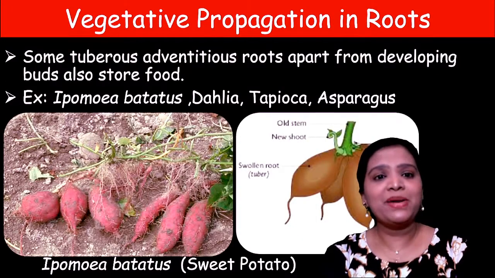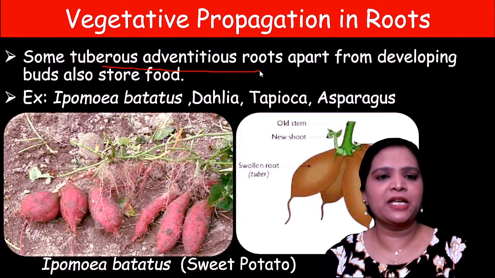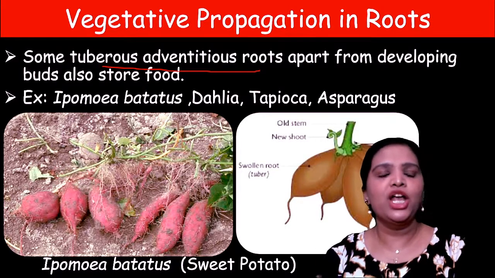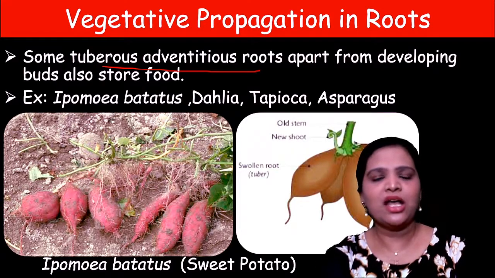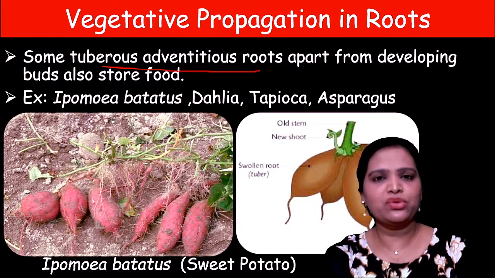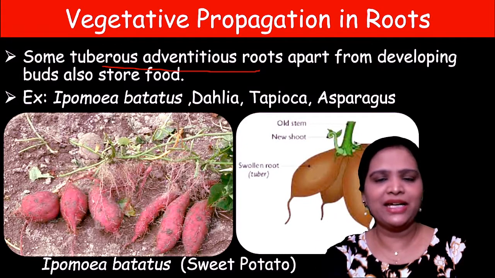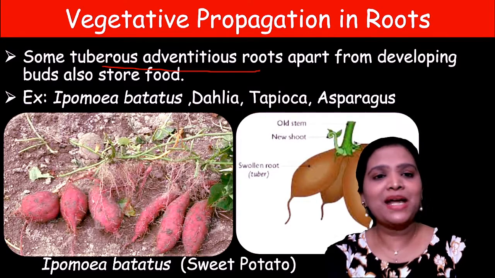But in some plants, though they have adventitious roots, they will have tuberous adventitious roots. That means some tuberous adventitious roots, apart from developing buds, they also store food. Okay. So previously we have seen some trees. Those trees have adventitious roots. What is the use of that? The purpose of those roots is only to develop the young ones. From that, the young ones will be developed. That's one. Okay, but in some plants adventitious roots are tuberous. Tuberous means they store food in their roots.